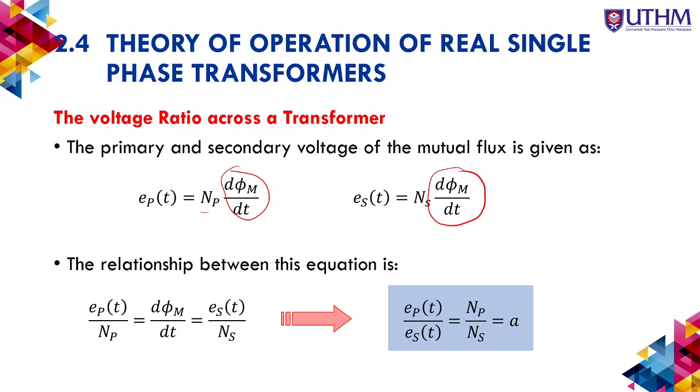So from here, what can you see? Hello, what we can see from this equation, the final one? You can see that it's similar to the ideal transformer. Okay, so more or less it is.